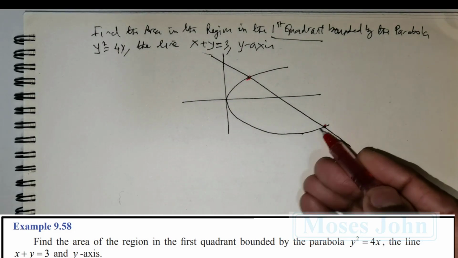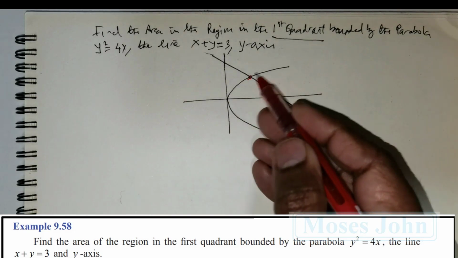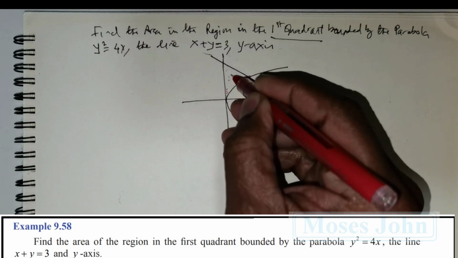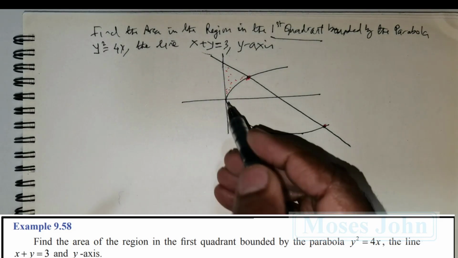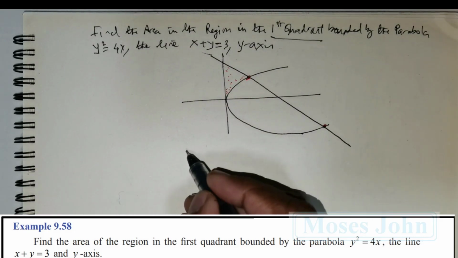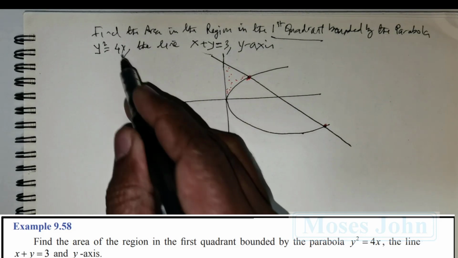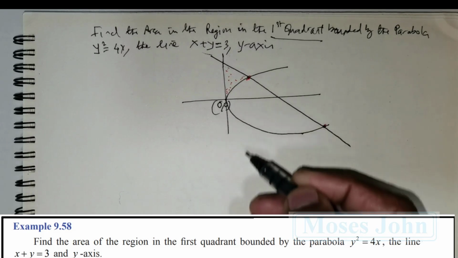Of course, this point is not important because the question wants us to find the area made by the curve and the line in the first quadrant. So this is what we need. Okay. Now we know that this is going to be the origin, but let us find the point of intersection. But of course, since y squared is equal to 4x, it is going to be 0, 0 over here.